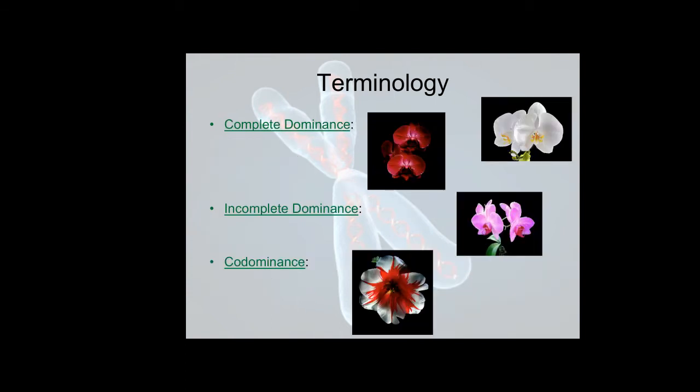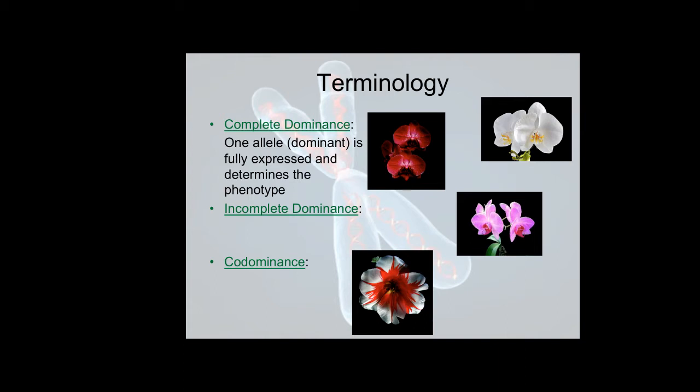Now, we have to understand dominance as well. If an individual is heterozygous and a trait is dominant, then the dominant trait will be expressed. This is called complete dominance. In this example, the white flower is homozygous recessive, and the red flower is either homozygous dominant or heterozygous. Either way, if it has that dominant allele, the flower will be red.